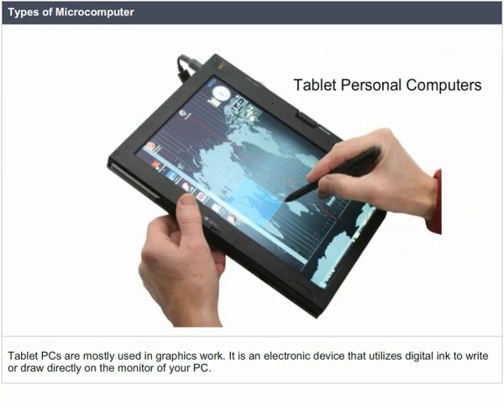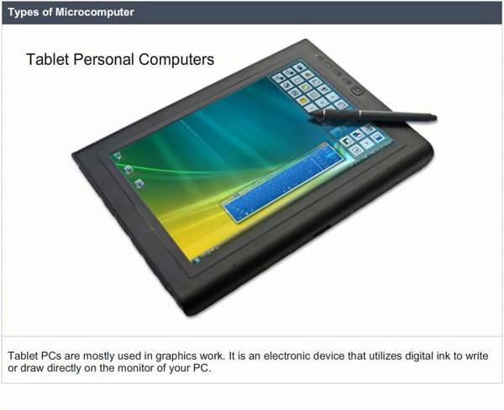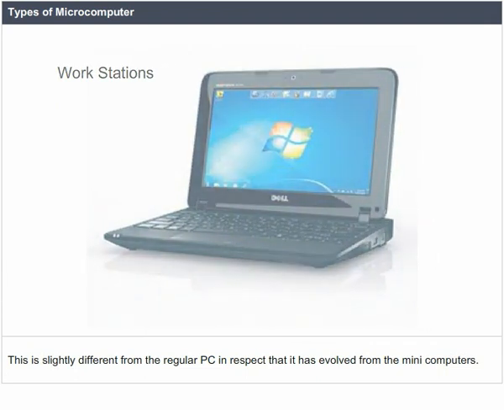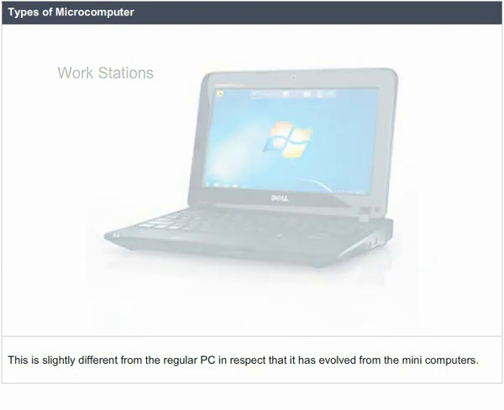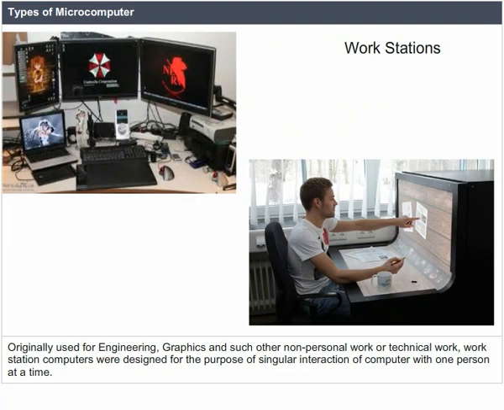Tablet personal computers. Tablet PCs are mostly used in graphics work. It is an electronic device that utilizes digital ink to write or draw directly on the monitor of your PC. Workstations. This is slightly different from the regular PC in the respect that it has evolved from the minicomputers. Originally used for engineering, graphics, and such other non-personal work or technical work, workstation computers were designed for the purpose of singular interaction of computer with one person at a time.